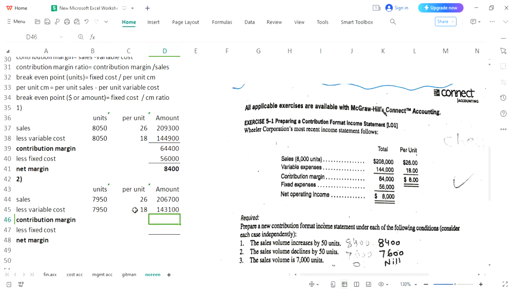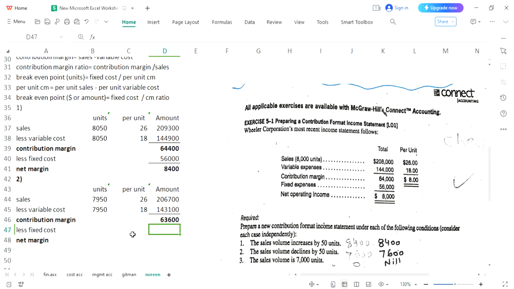Now it's time to calculate your contribution margin. And how would you calculate it? By subtracting variable cost from sales. How much is the sales? 2,06,700, and you will subtract your variable cost, which is 1,43,100. This way you have calculated your contribution margin. It is absolutely the same as what you did in your previous part 1, and similarly you will be calculating your contribution margin in part 2.